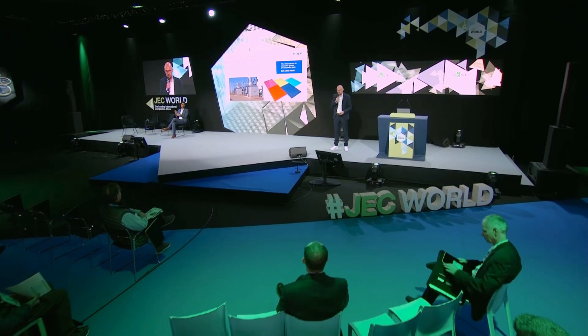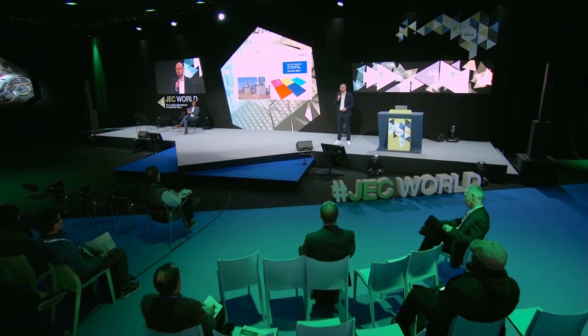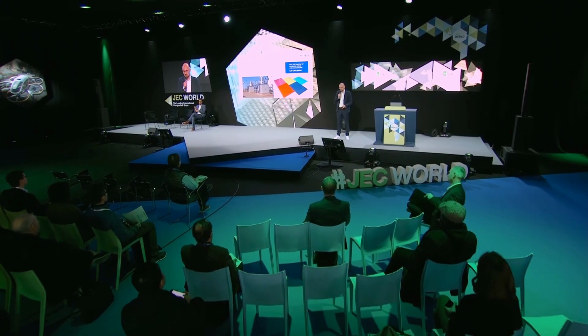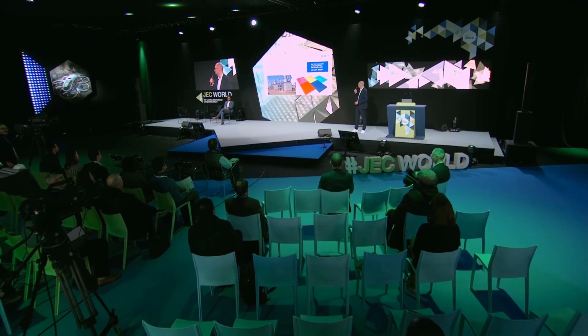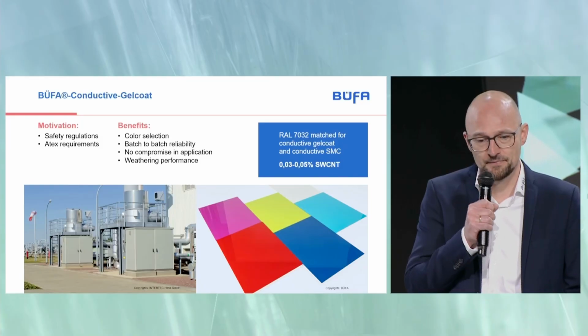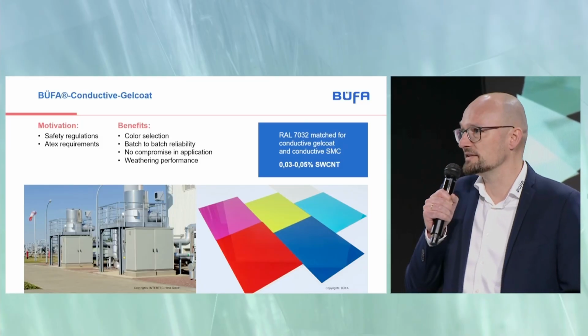That means we can adjust really many different colors. So on the right, you see some examples. So this is a wide range. Also, we achieve high gloss levels. By using nanotubes, we have a high batch-to-batch reliability. So we can match conductive properties, but also viscosity and reactivity properties at the same time. We have no compromise in application.